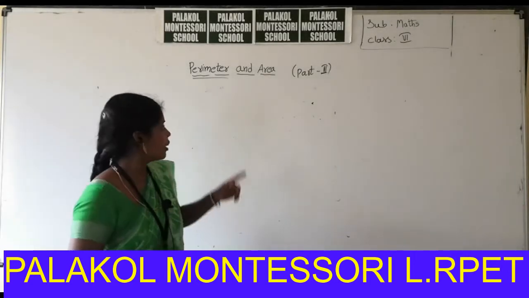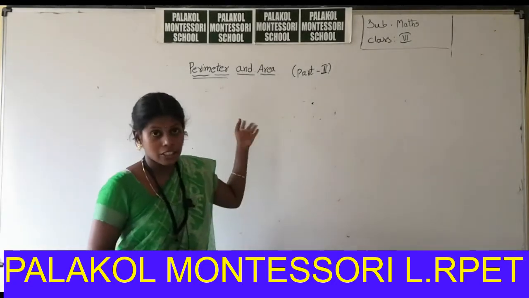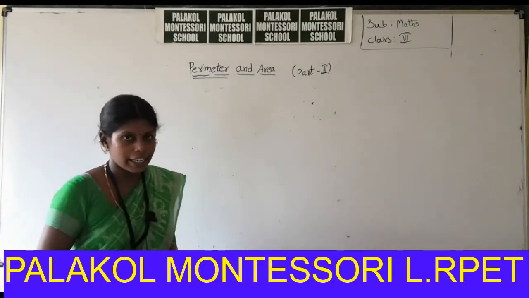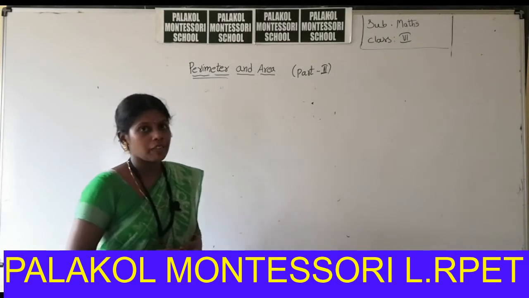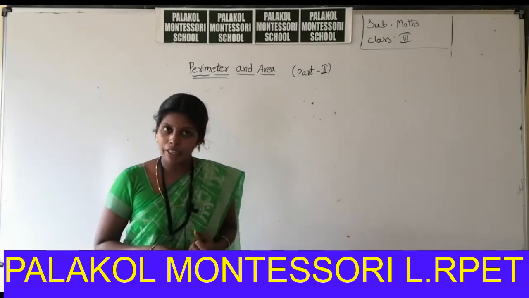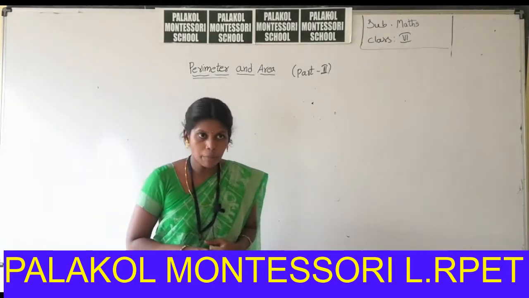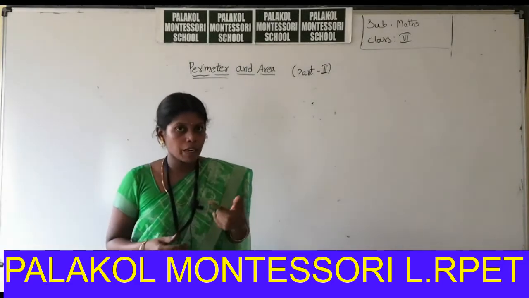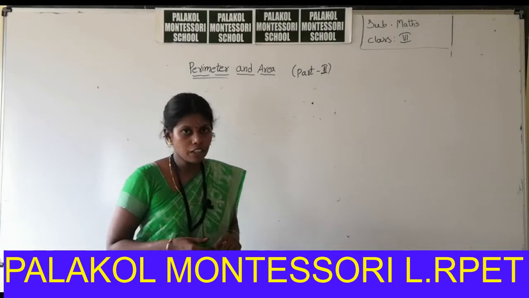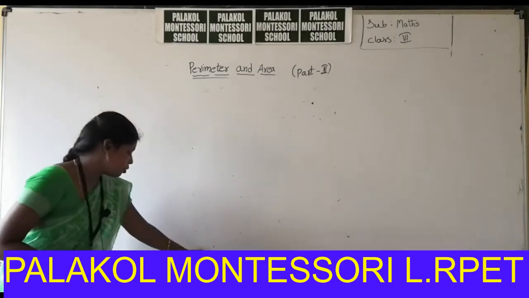In this session we continue with another session on perimeter and area. In your previous session we learned about the perimeter, what a regular shape is, what an irregular shape is, and formulas on perimeter for different shapes. So we already know the formulas.